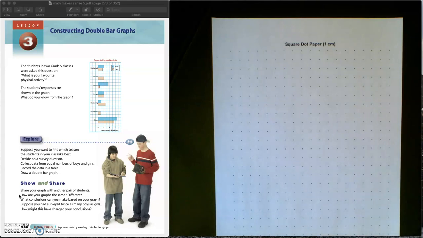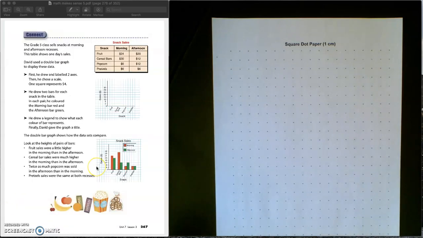I'll try to make it as easy as possible. So I have the textbook open here. I'm going to use the data set for this chart. And if you need to reread these, you can. I'm just going to do it my way. So it says the grade 5 class sells snacks at morning and afternoon recess. The table shows one day's sales. So they tallied everything after they did their sales.